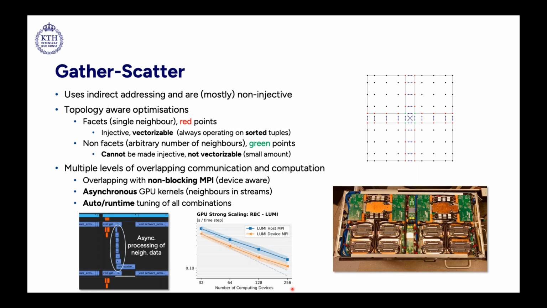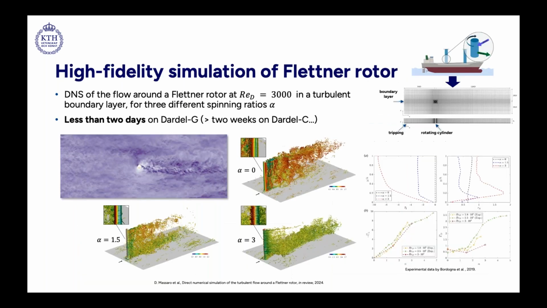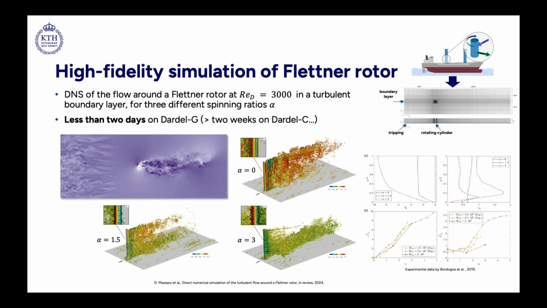So with this sort of technical insight into NEKO, let's go into what we actually have used it for. So we have done some timely simulation. This was one of the watershed simulations for NEKO, where we looked into what's called a Flettner rotor. So you have a ship and you have a cylinder on top that is rotating, and that will act as a wind sail to reduce fuel consumption and energy use of the ship.